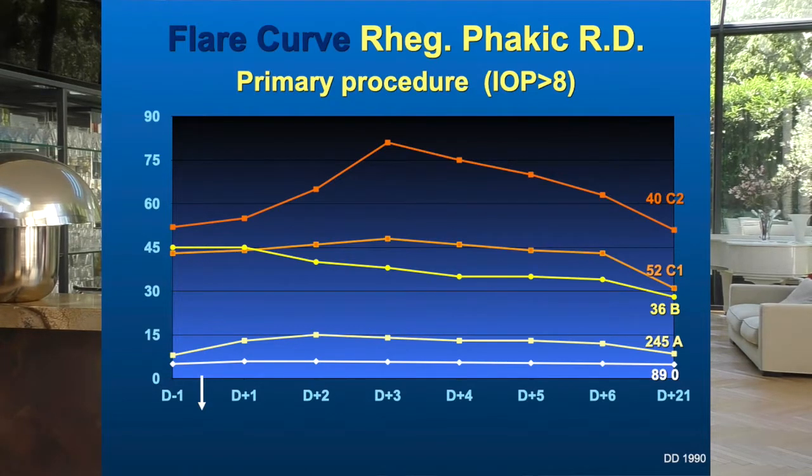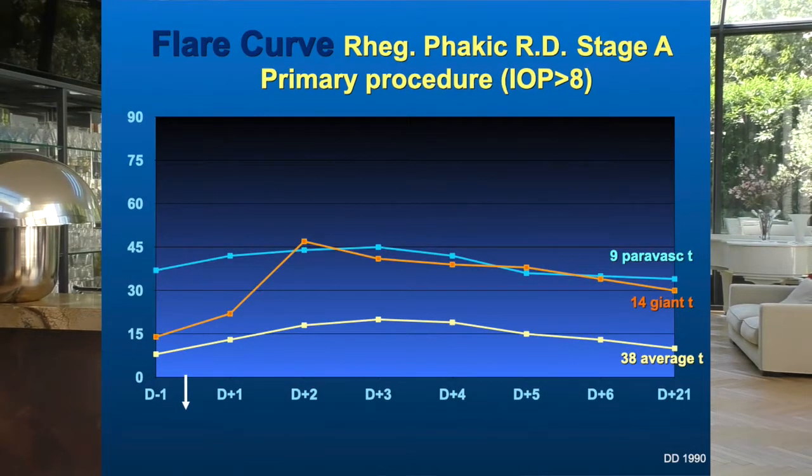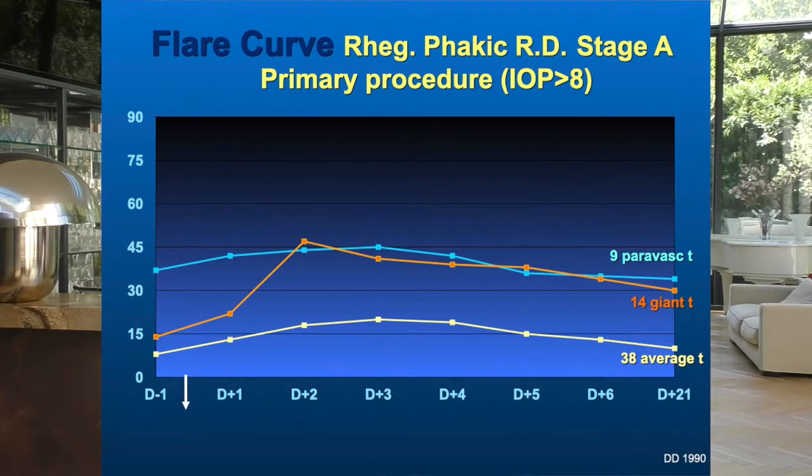If we finally study according to the type of tear on phakic eyes, primary procedure with normal pressure, and all of stage A, we can confirm what we did not understand. The curves, when the detachment is associated with the paravascular tear, even if it is very small, are as high as when there is a giant tear.